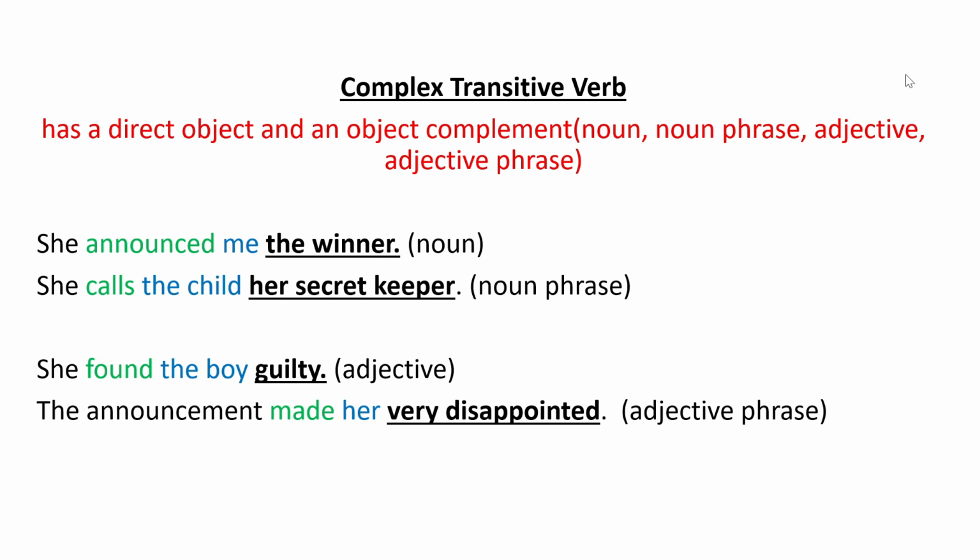Notice that in all these four sentences, the object complements like the winner, her secret keeper, guilty, and very disappointed are telling you something more about the object. The winner is telling you something more about me. Her secret keeper is just telling you something more about the child, guilty about the boy, and very disappointed about her. This is the reason these are called the object complements because they are describing the objects.